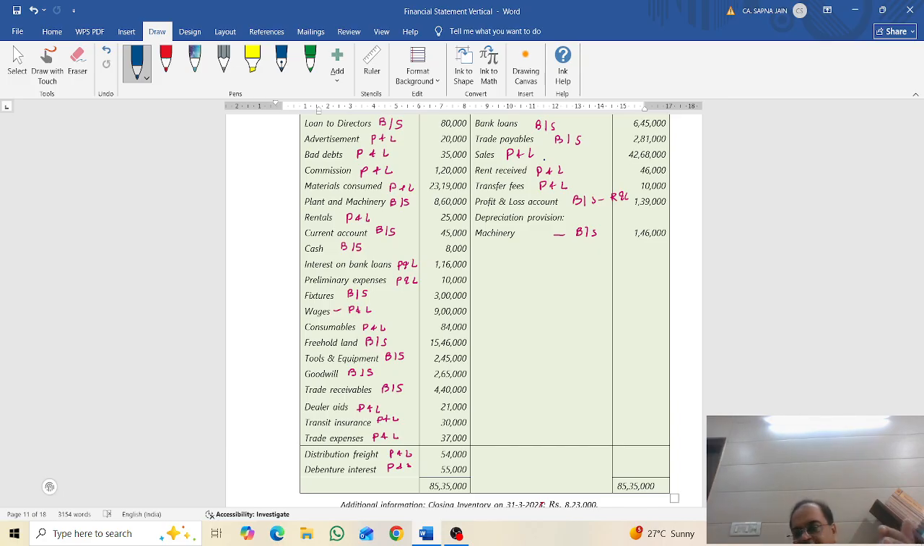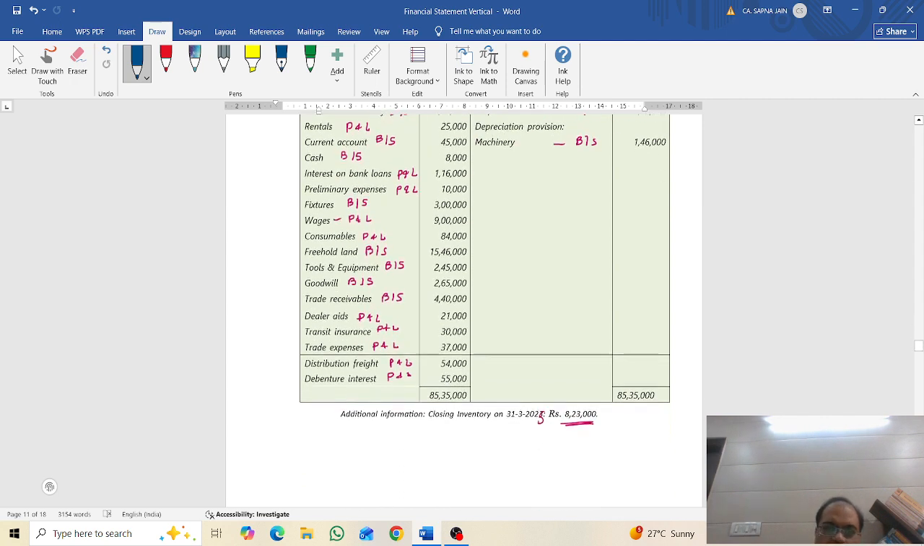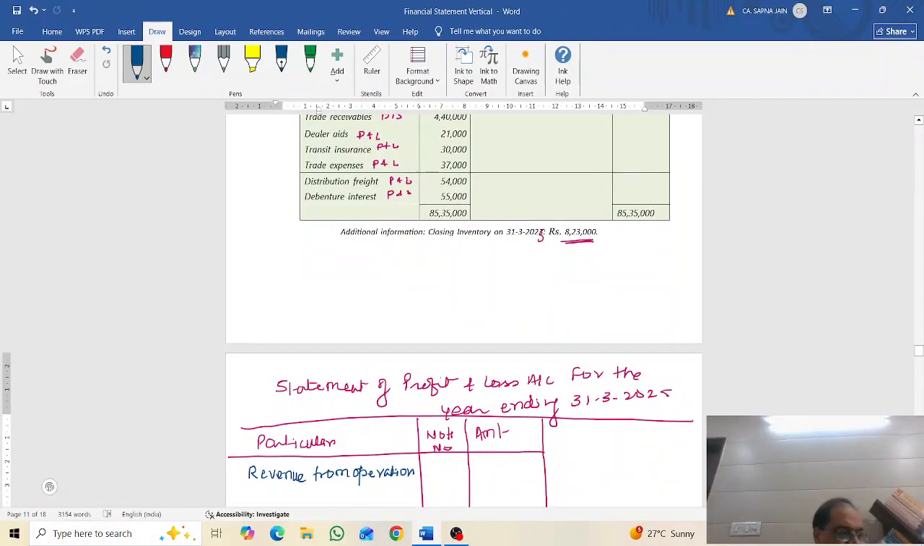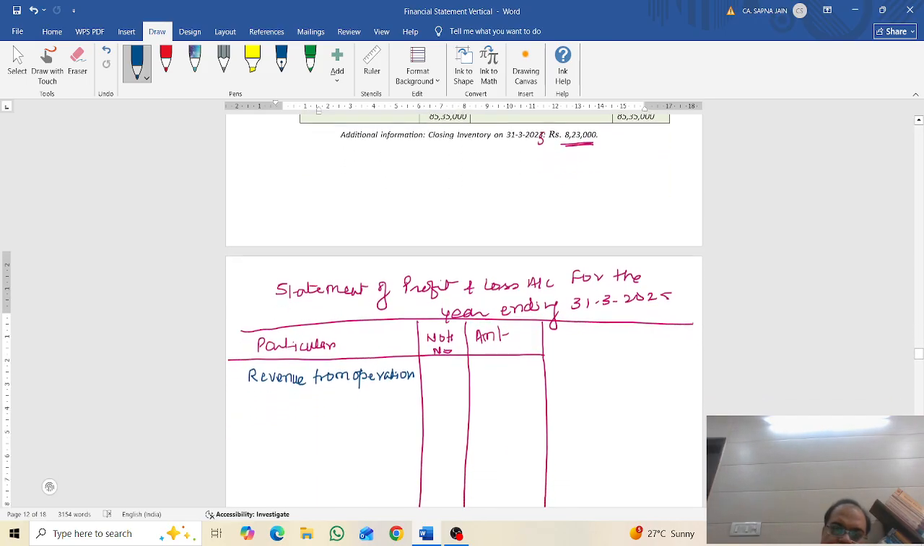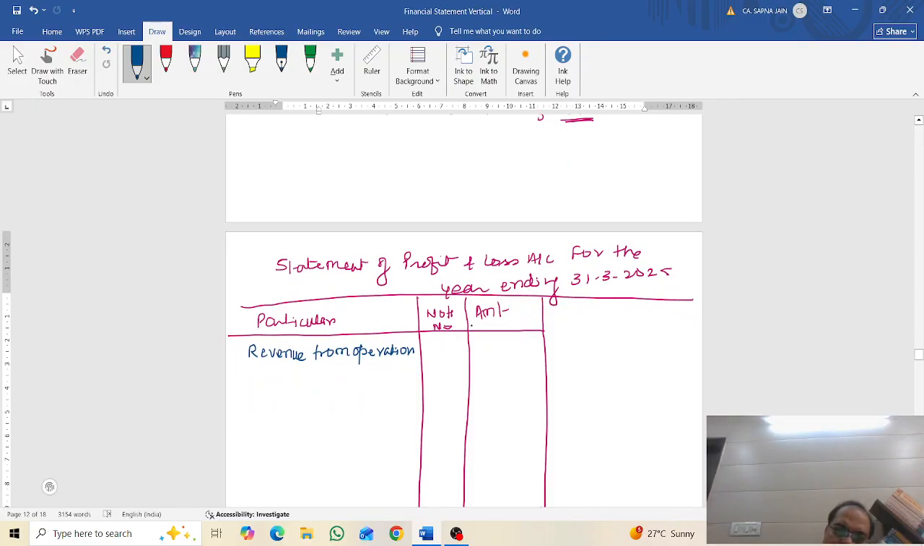Whenever you solve the question, first download my notes and take the printout, then you can easily solve the question. Then how much is revenue from operation? The sales here is 42,68,000.